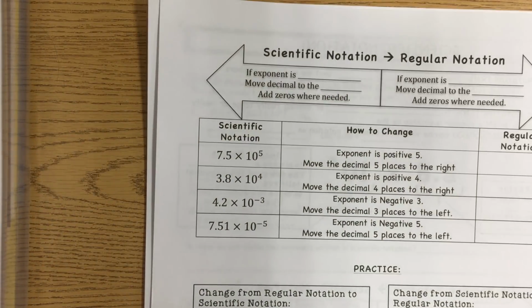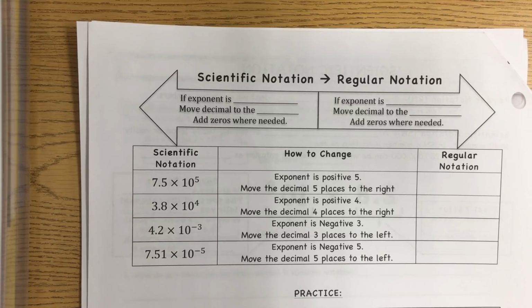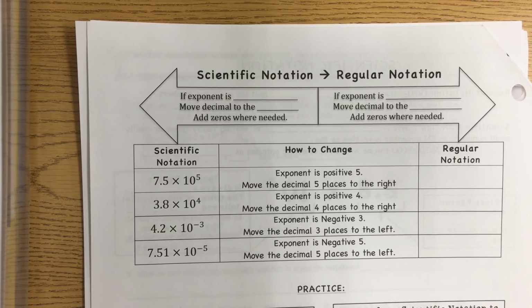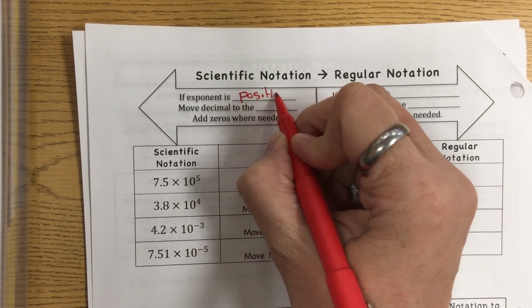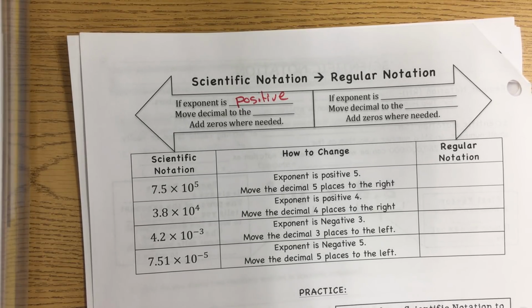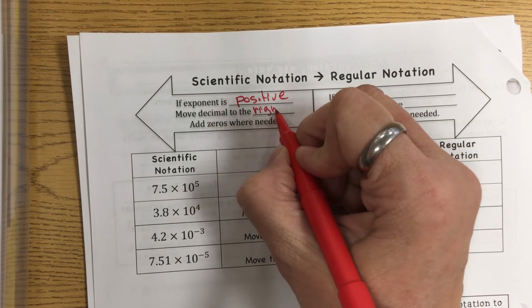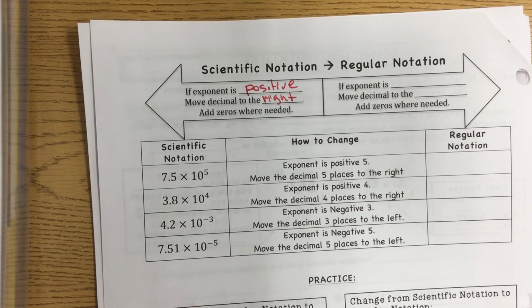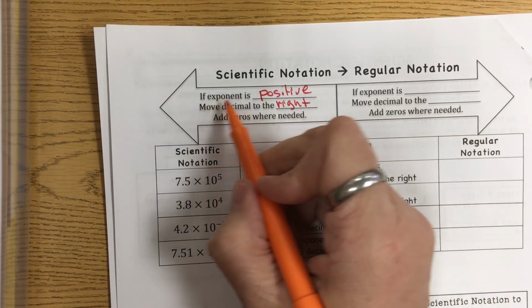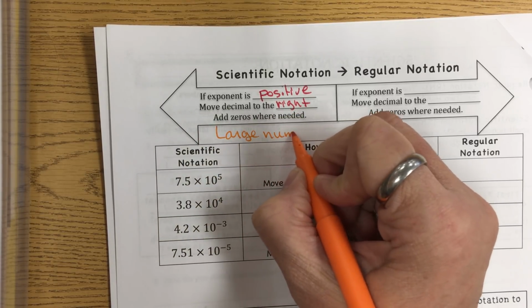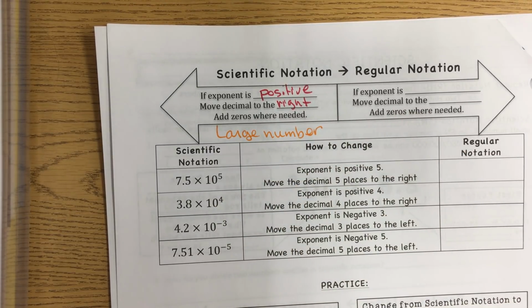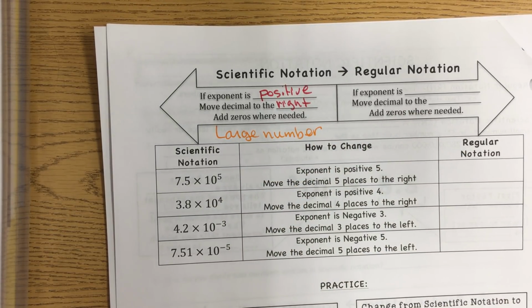And now we're going to look at scientific notation to regular notation. So now we're going the opposite direction of what we have just done. So if the exponent is positive, move the decimal to the right. Now, again, when I think of this, I don't think of it like that. I say, if the exponent is positive, then you have a large number. That means it's going to be larger than 1. It's going to be larger than 10 most of the time.